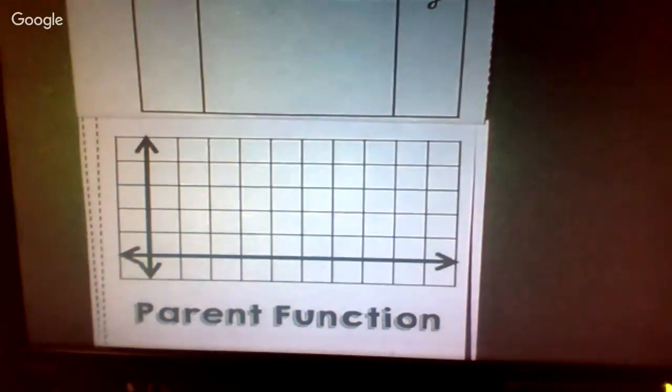Okay. Every function has what we call a parent function. This is before anything has happened to it, before we've moved it up, before we've shifted right, before we've made it larger or shrunk it. It's called your parent function. So, a linear function. Your parent function looks something like this.